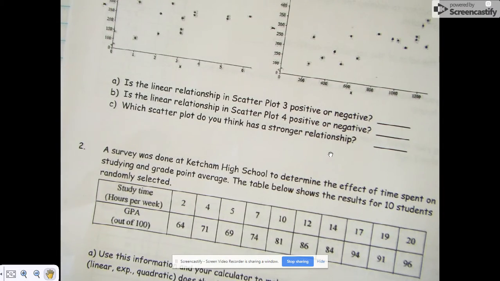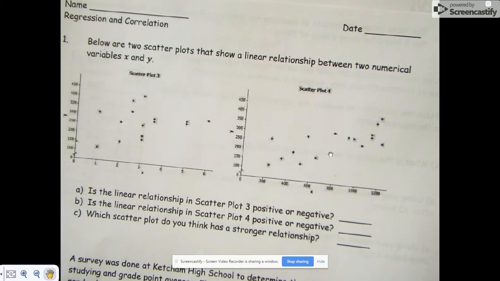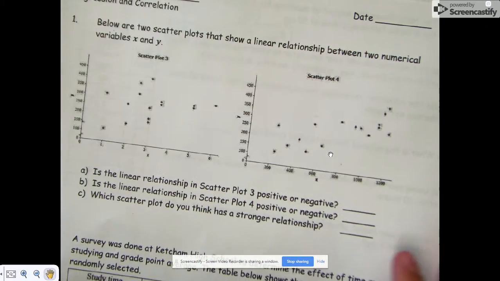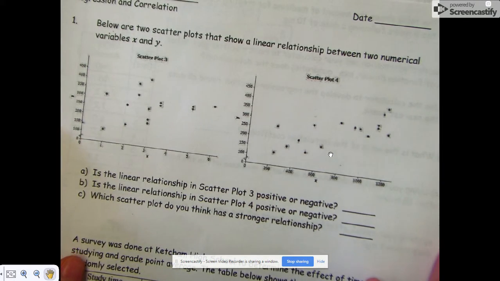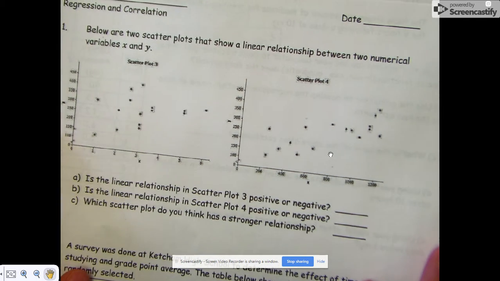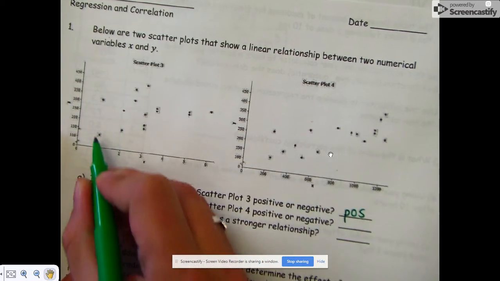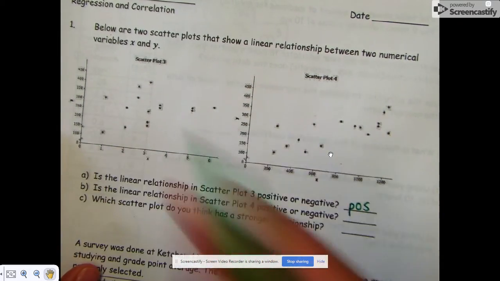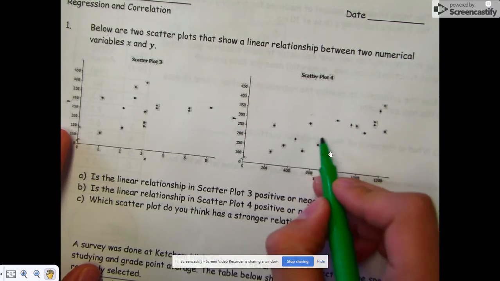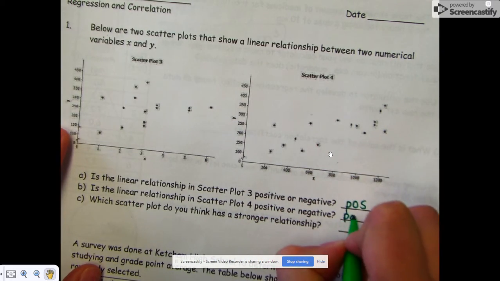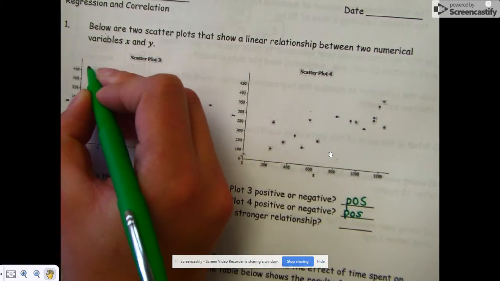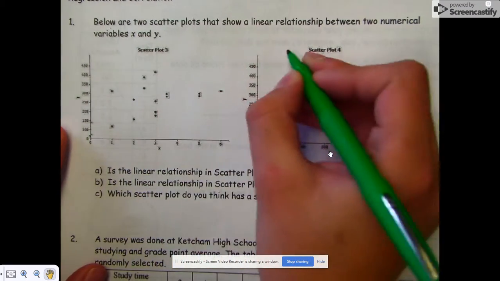The second one I want to talk about is this regression and correlation worksheet here. It has two scatter plots, and it asks if there's a relationship in scatter plot 3, positive or negative. I would say this one is positive because it's going up slightly as you go this way. In scatter plot 4, it's also positive. If you were to see a negative one, it would start at the top and go down to the bottom.